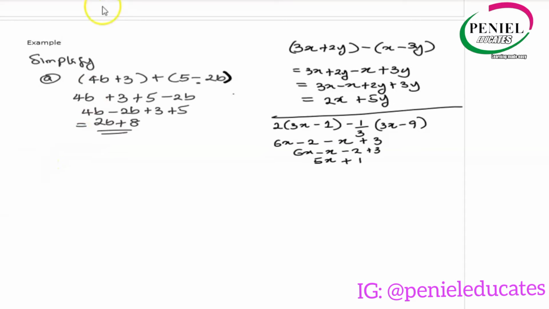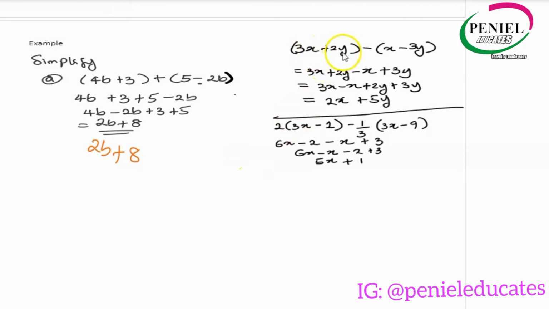All right, so we have this example: 4b plus (3 plus (5 minus 2b)). So what do we have? We have 4b, plus 3, so positive here. To expand this will be positive 5 minus 2b. It won't change, a positive sign before a bracket doesn't change anything inside the bracket. So plus 5 minus 2b. So you bring the like terms together: 4b minus 2b, then plus 3 plus 5, is going to give you 2b plus 8.